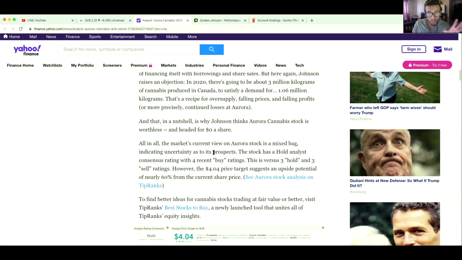So all in all, the market's current view on Aurora stock is a mixed bag, indicating uncertainty as to its prospects. The stock has a hold analyst consensus rating with 4 recent buy ratings. This is versus 3 hold and 3 sell ratings. However, the $4.04 price target suggests an upside potential of 60% from the current share price.